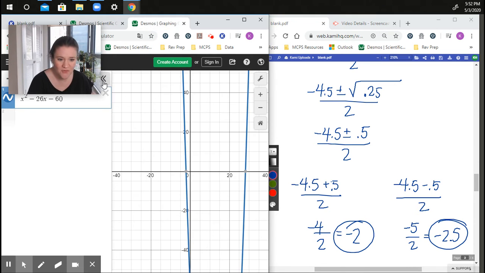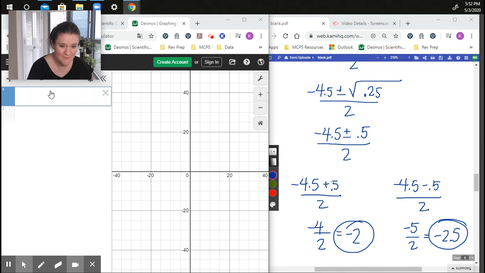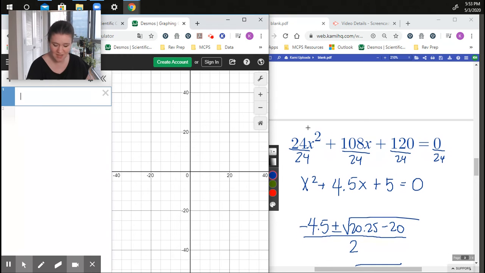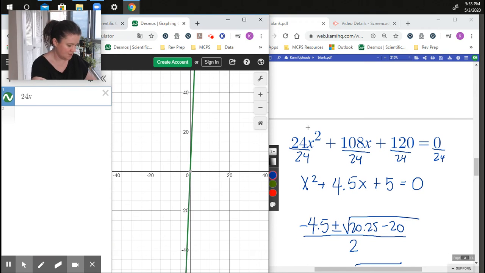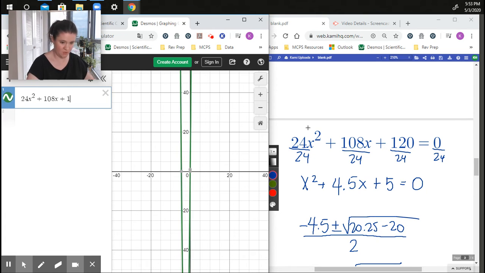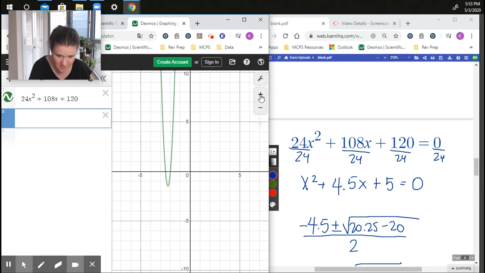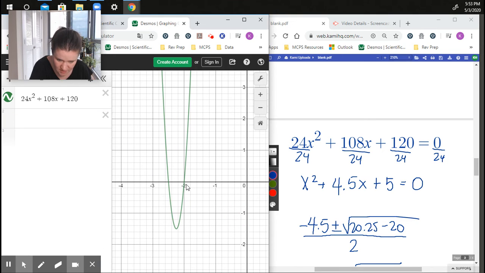All right, just real quick, follow it up with a graph. That was our last one, if you remember. This one, and I'm going to show you the original one, right? 24x squared plus 108x plus 120. There it is, right? And if I zoom in, because that's what I want to do, I'm able to see my two points are at negative 2, 0 and negative 2.5, 0, right?